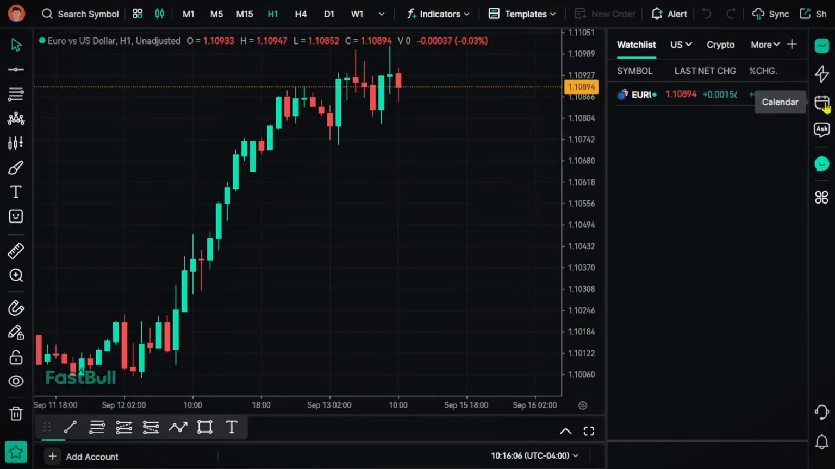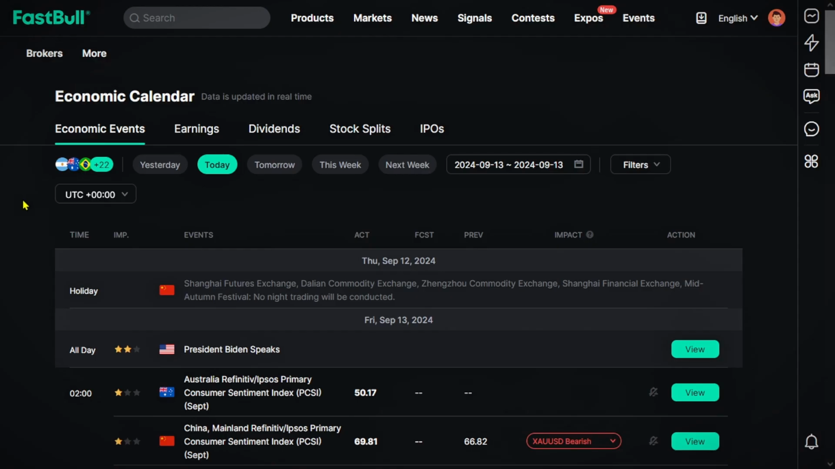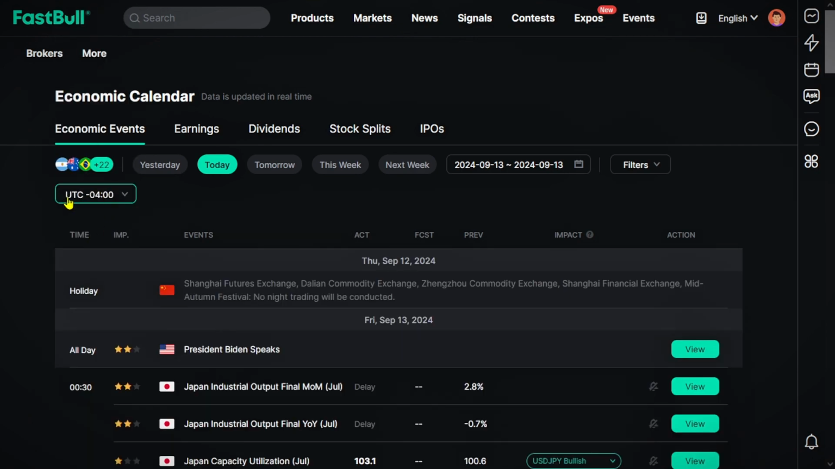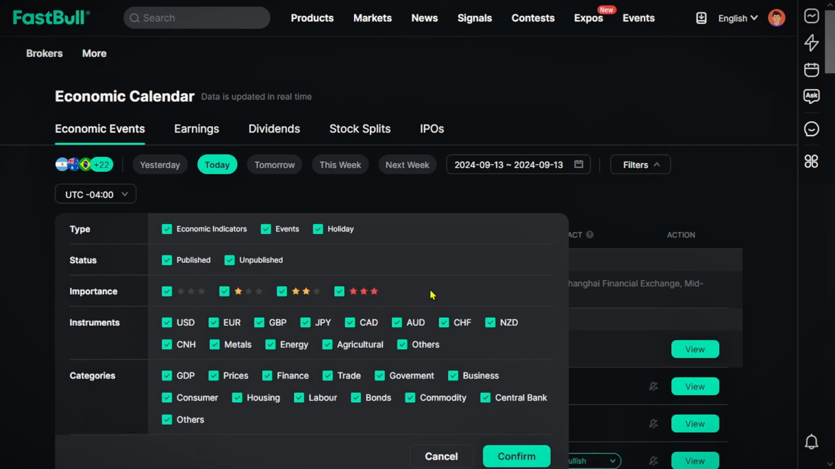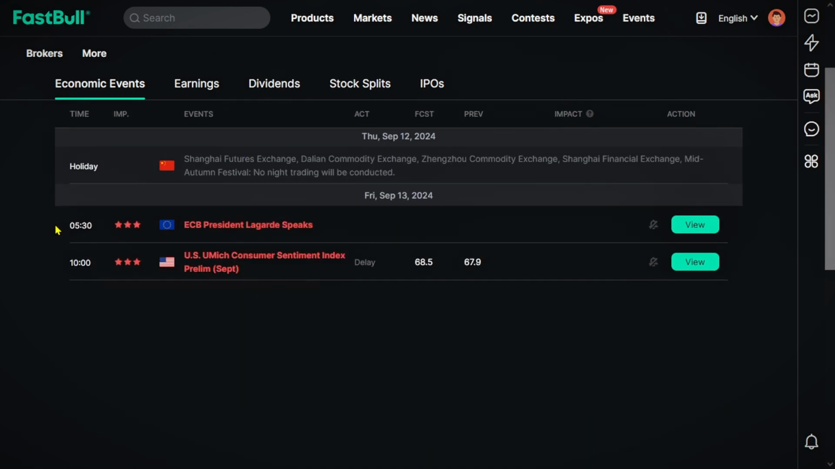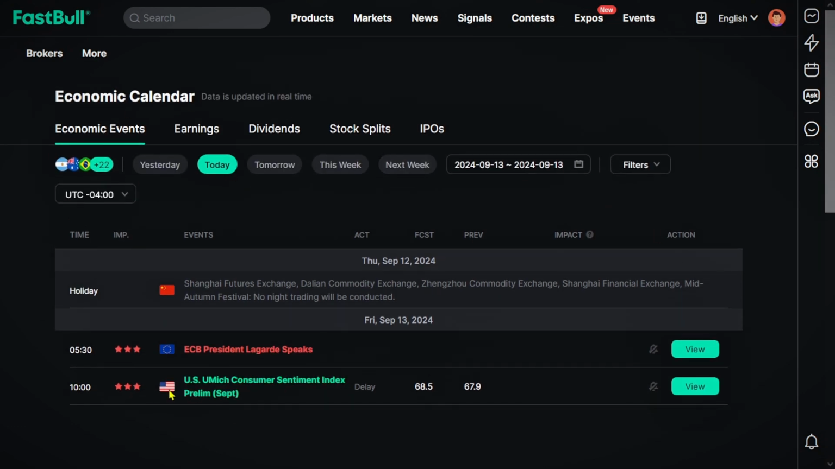To check, click the calendar icon and then select Economic Calendar to expand the view. Make sure your time zone is set to UTC-4. Now, adjust the filters. Uncheck the first 3 options in the Important section to filter out low-impact news. In the Instruments Equals tab, uncheck everything except USD and metals, then click Confirm. This will show you any high-impact news for today and upcoming dates, so you can plan which days to trade or avoid.